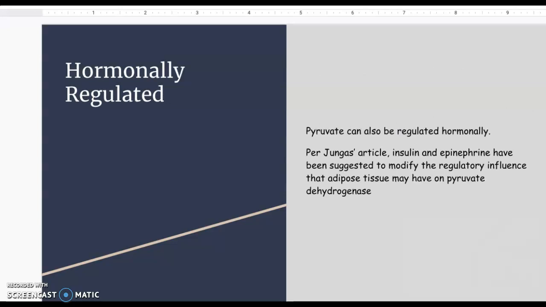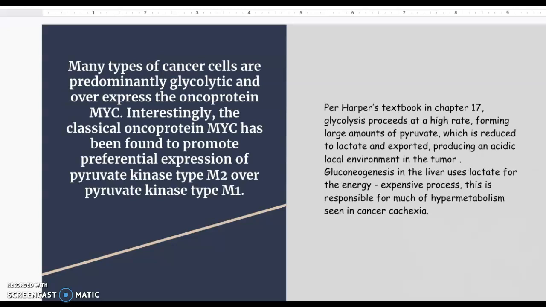Pyruvate kinase can also be hormonally regulated by insulin and epinephrine, which have been suggested to modify the regulatory influence that adipose tissue may have on pyruvate dehydrogenase, but this isn't as common. So back to our regular question.